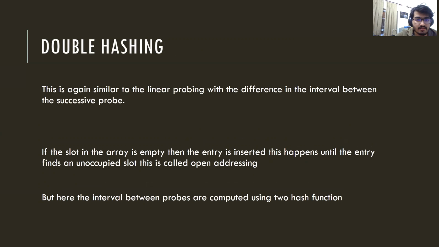Double hashing. This is again similar to linear probing, with the difference in the interval between the successive probes. If the slot in the array is empty, then the entry is inserted. This happens until the entry finds an unoccupied slot. This is called open addressing. But here the interval between probes is computed using two hash functions.